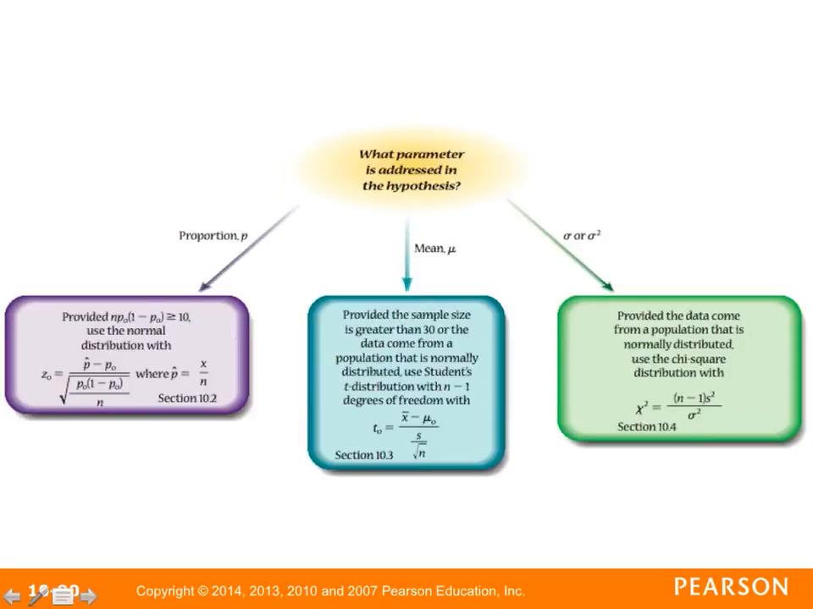Now, if you have a mean, provided that either your sample size is large, meaning at least 30, or if the population is already normally distributed, you're going to use the t distribution with n minus 1 degrees of freedom. And you're going to have t naught equals x bar, which is your sample mean, minus mu naught, over s over square root of n, where s is your sample standard deviation and n is your sample size. Now, you can also do a hypothesis test for variance or standard deviation, but we're not doing that in this class, so I'm not going to cover that.